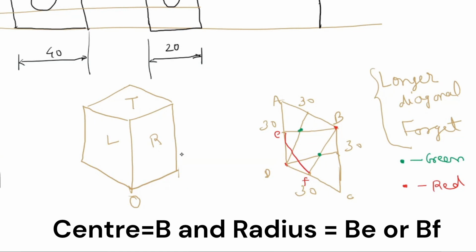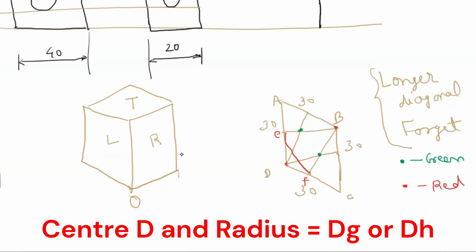Again, which is the center now? D is the center. From center point D, how many lines have we drawn? One line D to G and another line D to H. So DG and DH become the radius, D becomes the center, and we will again construct an arc using the compass. So we will draw the arc like this.